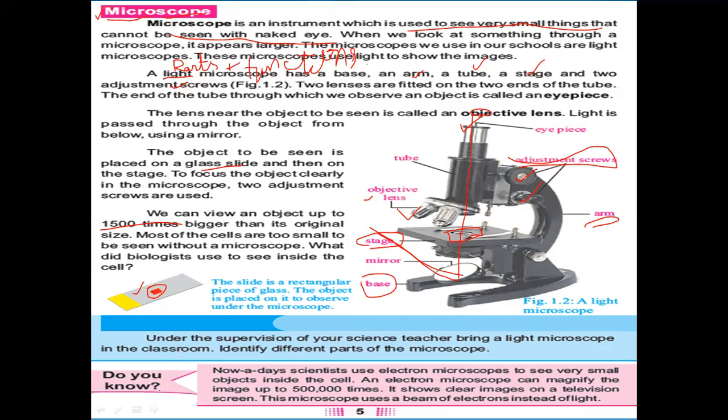Okay, so not only this one, this microscope is also called a compound microscope. Compound means it is made up of lots of different types of parts. That's why it's called a compound microscope, as well as a light microscope because light is used in it.